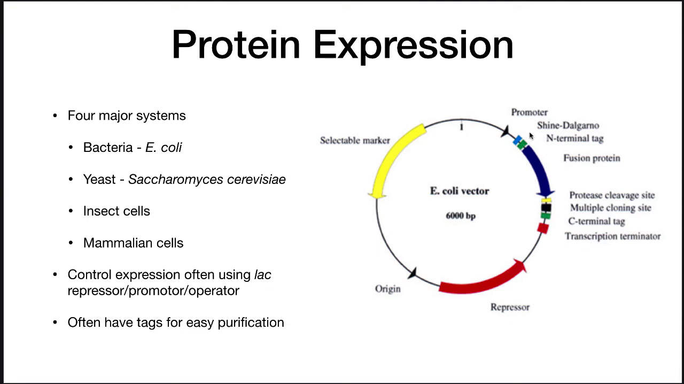These tags, an N-terminal or C-terminal tag, can often be used to easily purify the proteins, and make many of the purification protocols just one-step protocols to purify the protein. I won't go into the details of this, but if you're interested, they're called histag proteins, and you can look it up.